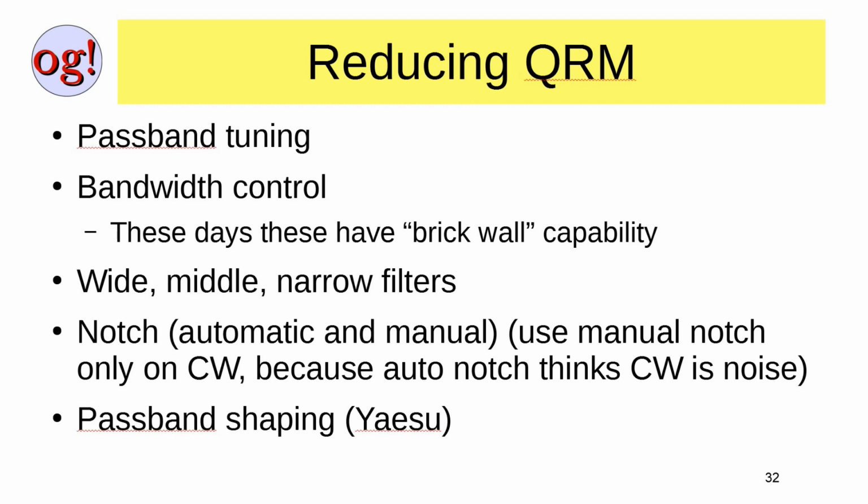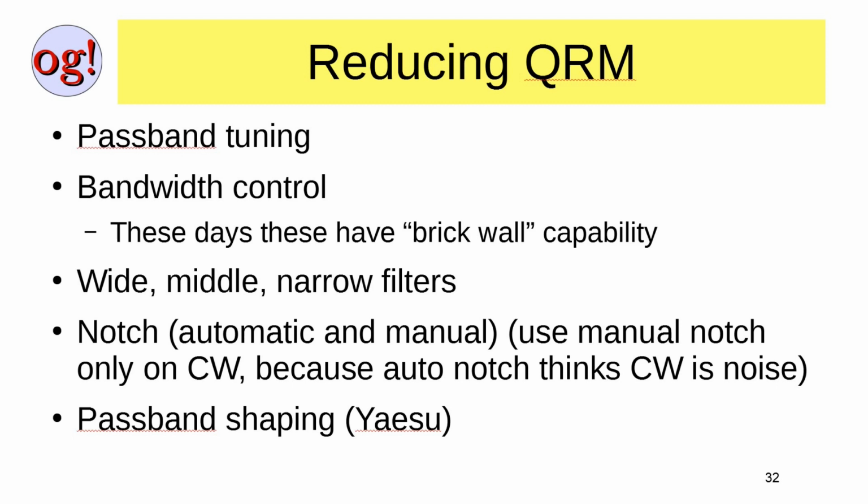The IC7300 has two, or they call it twin, passband tuning, one for the low end and one for the high end. Of course, it doesn't do it at IF because it's a fully digital DSP. You can also look at the bandwidth control. These days, these have brick wall filters. A signal is either in or out of the bandwidth. There's no in between. You've got choices of wide, middle, and narrow filters with steep skirts, wider skirts, all kinds of things. Try the different ones and find out what works.